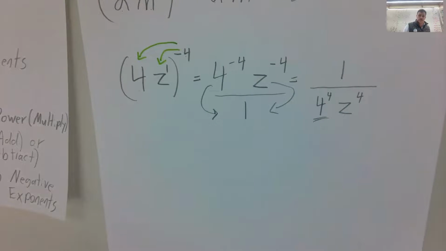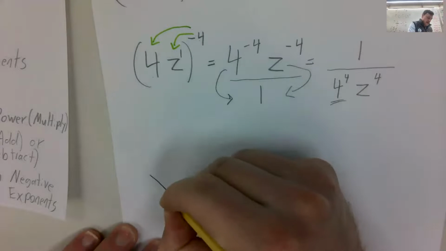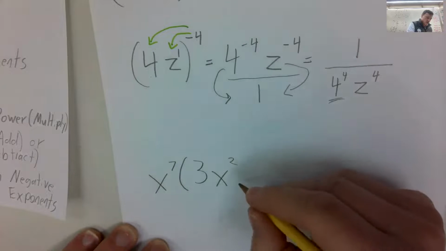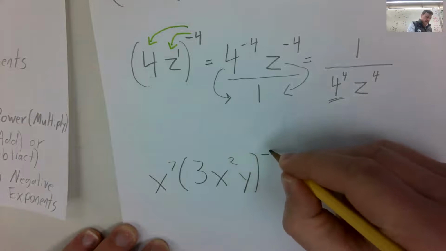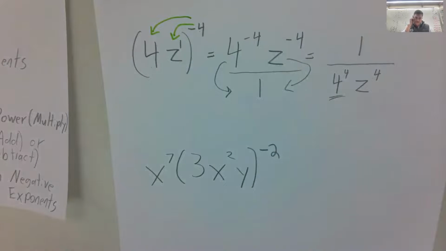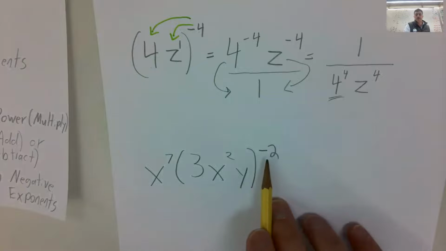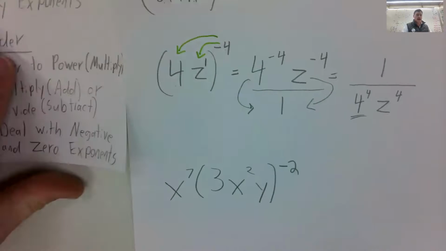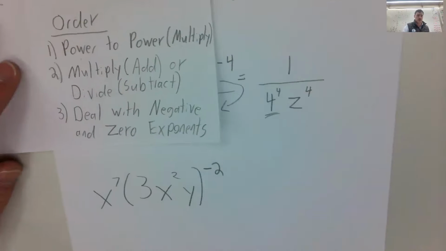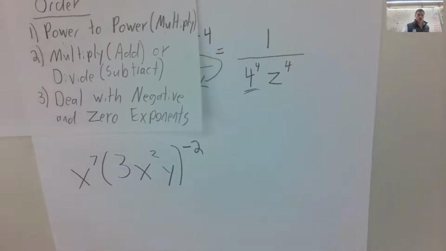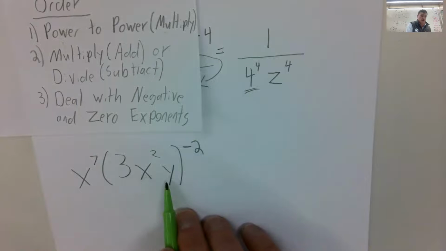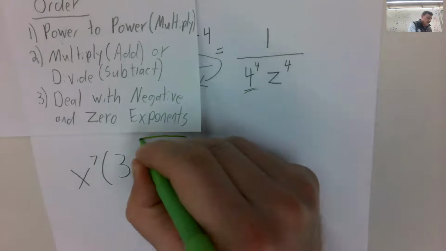Okay, last problem is x to the 7th, parentheses 3x squared y, close parentheses, to the -2. All right, now we've got multiplication, we've got raising the power to a power, we've got a negative exponent, we've got a lot going on, but let's go back to our checklist here. We're going to start with raising that power to a power. So in this case, there's 3 terms in my parentheses, 1, 2, 3. So I'm going to raise all those to the -2.